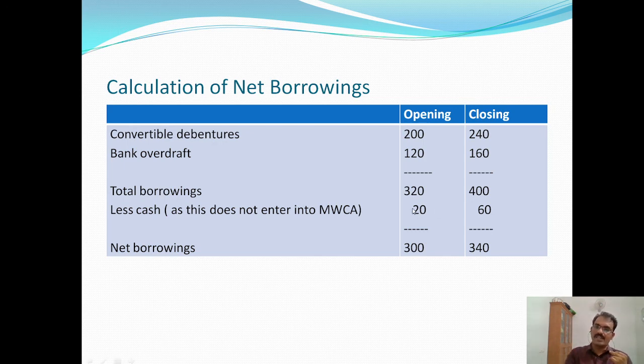So given in the question, cash 20 opening, 60 closing. So here net borrowings is equal to opening 300 and closing 340. Okay, 300 and 340. That is L. L is equal to 300 and 340.